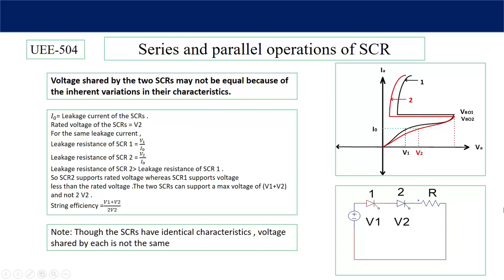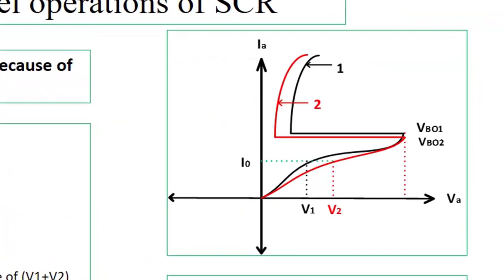Let's take an example. The two thyristors 1 and 2 have similar IV characteristics. Same breakdown voltage, VB01 is equal to VB02. Almost the same latching current and holding current. When the SCRs are off, then the same leakage current will flow through the two SCRs. In the graph you can see I0 is the leakage current.